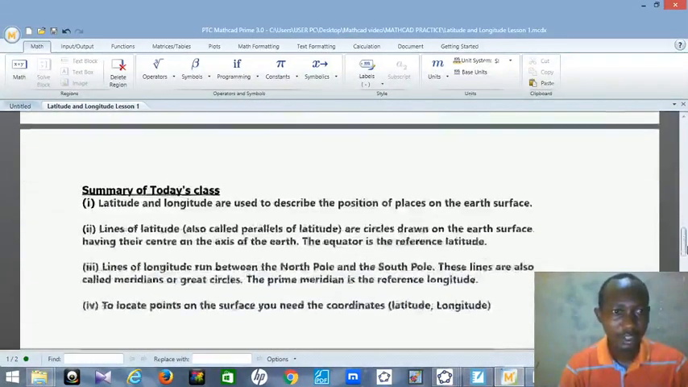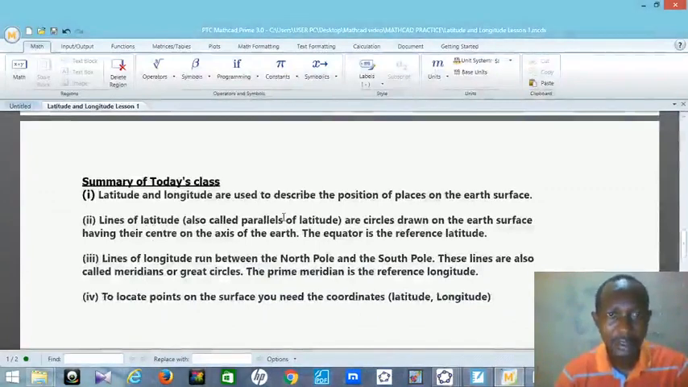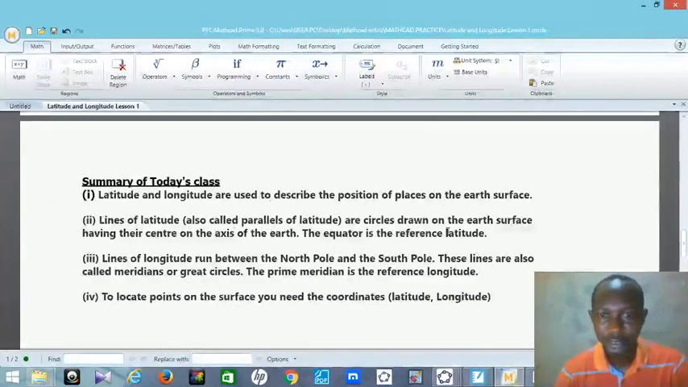So before we go, this is a summary of what we did. We defined latitude and longitude. We say they are lines used to describe the position of places on the Earth's surface. Lines of latitude are also called parallels of latitude, and they are drawn on the Earth's surface, having their center on the axis of the Earth. The equator is also the reference latitude, like your X and Y axis. The equator serves like the X axis.